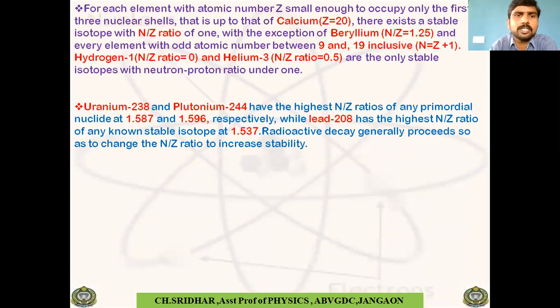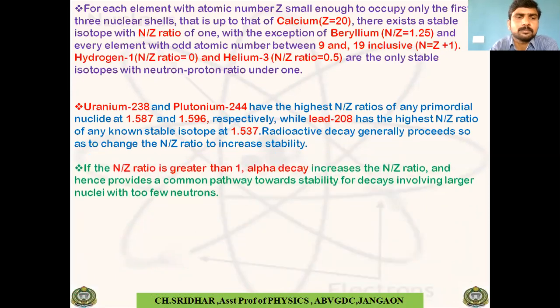And uranium 238, plutonium 244 have the highest neutron-proton ratio of any primordial nuclide at 1.587 and 1.596 respectively, while lead 208 has the highest neutron to proton ratio of any known stable isotope at 1.537. The radioactive decay generally proceeds so as to change the neutron-proton ratio to increase stability.